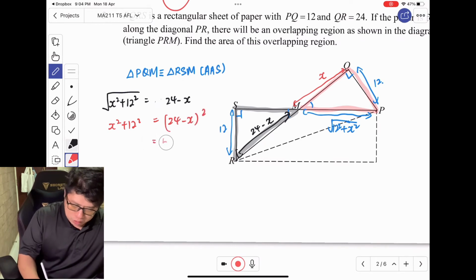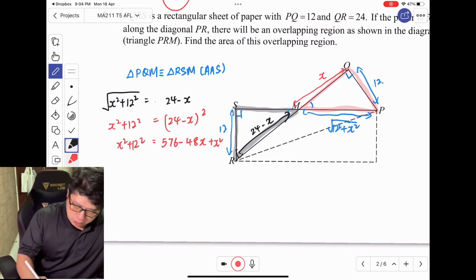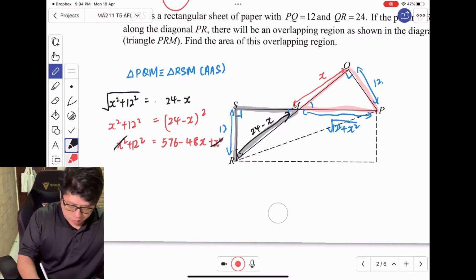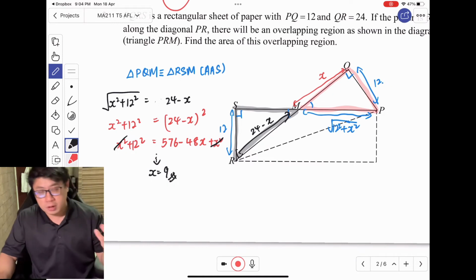Expand my right hand side. 24 squared is 576 minus 48X plus X squared. The left side is X squared plus 12 squared. Right, X squared can cancel on both sides. You simplify this, and what you will get eventually is X equals 9. Okay, yeah, so X equals 9 already. Then what do you do?